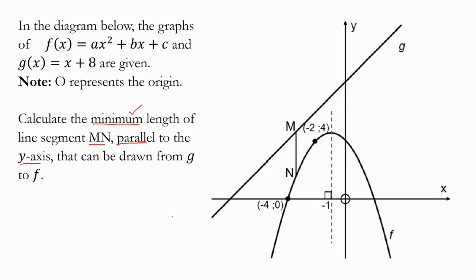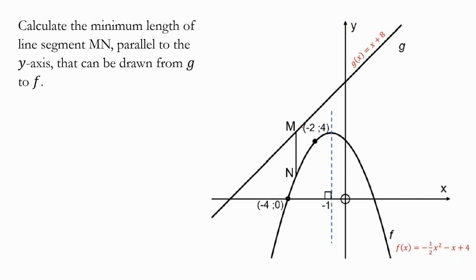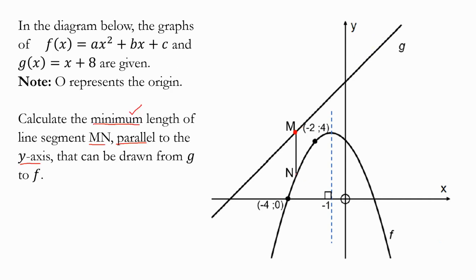Here we have to apply calculus. Remember the maxima and the minima. If we derive our function and equate it to 0, then we can find the x value where our function is going to be minimum. MN is actually the difference between g of x and f of x. So if you say g of x minus f of x, we are going to get our MN.